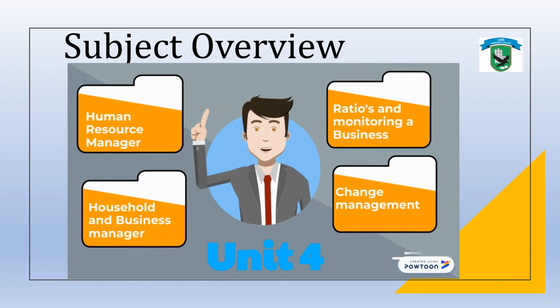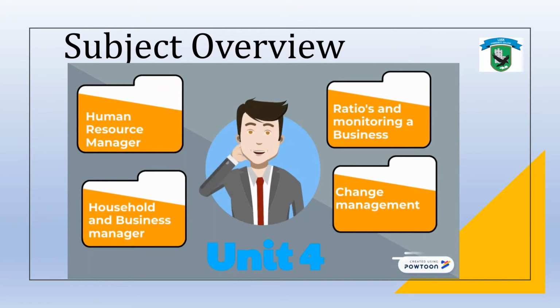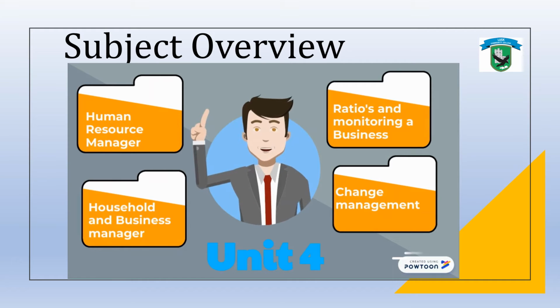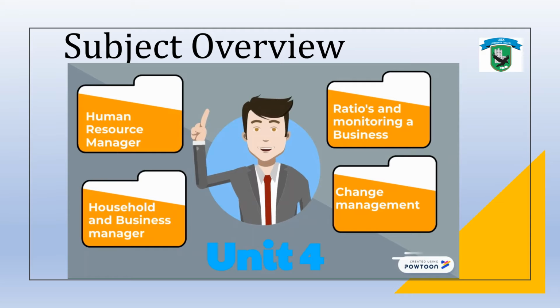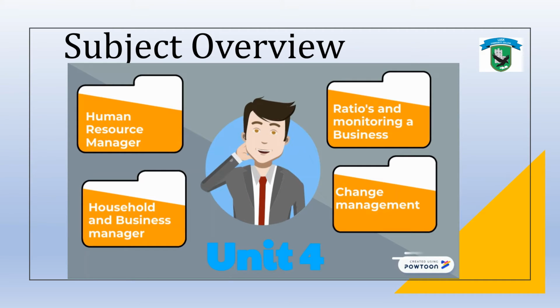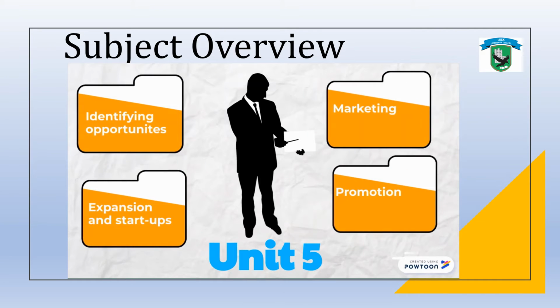In Unit 4, we look at HR management. In household and business management, we look at taxation, insurance, and finance for both a household and a business. Ratios and monitoring a business is actually one of the only mathematical areas of the course. And then we have change management and how it impacts on a business. Unit 5 is very popular with students. It mainly focuses on identifying opportunities, marketing as a whole, and promotion. So how does your product get known, and how do you make sure people know about it? And then we look at expansion and starting up a business.